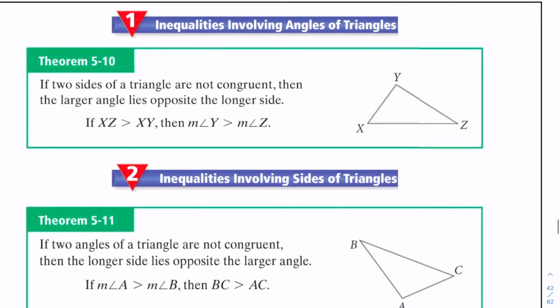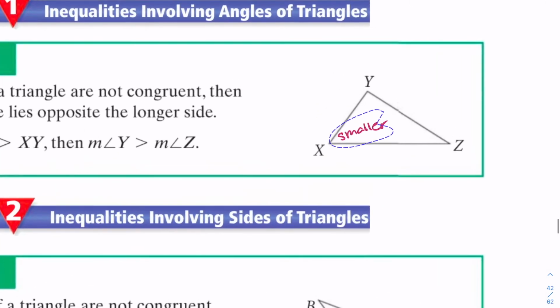Oh, we have a little bit more. So in this case, if xz is greater than xy, then my angles also must be greater in retrospect. So let's think about this. If this angle is smaller, that means, let's see. Let me label this in order. So this appears to be the smallest angle. This appears to be the middle angle, and this appears to be the largest angle.